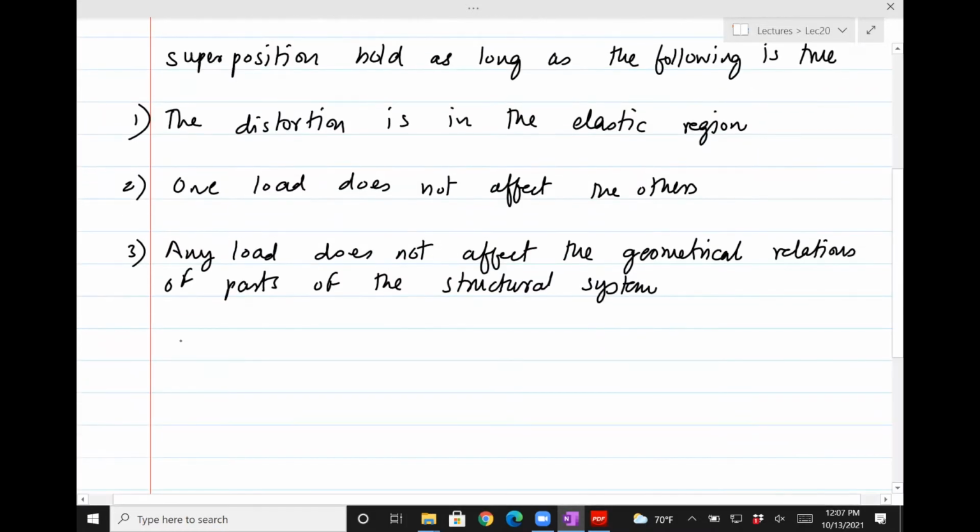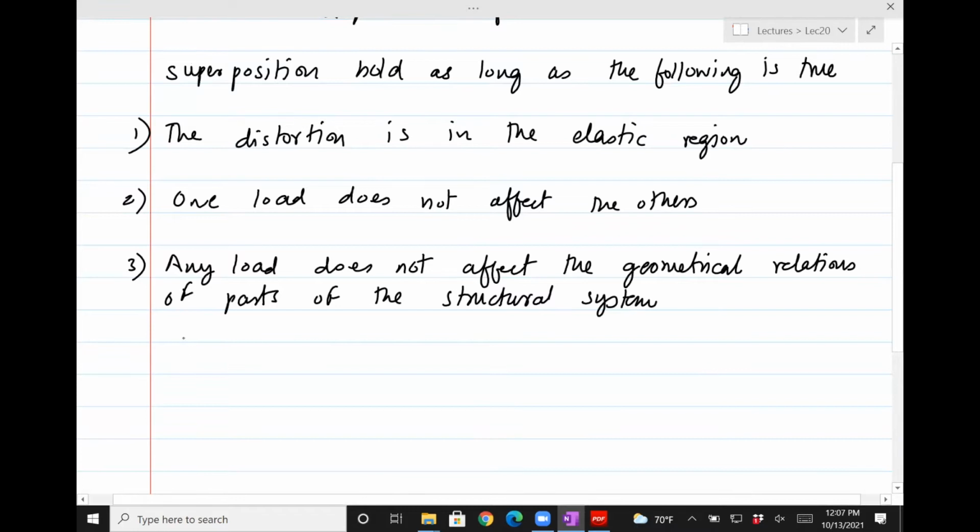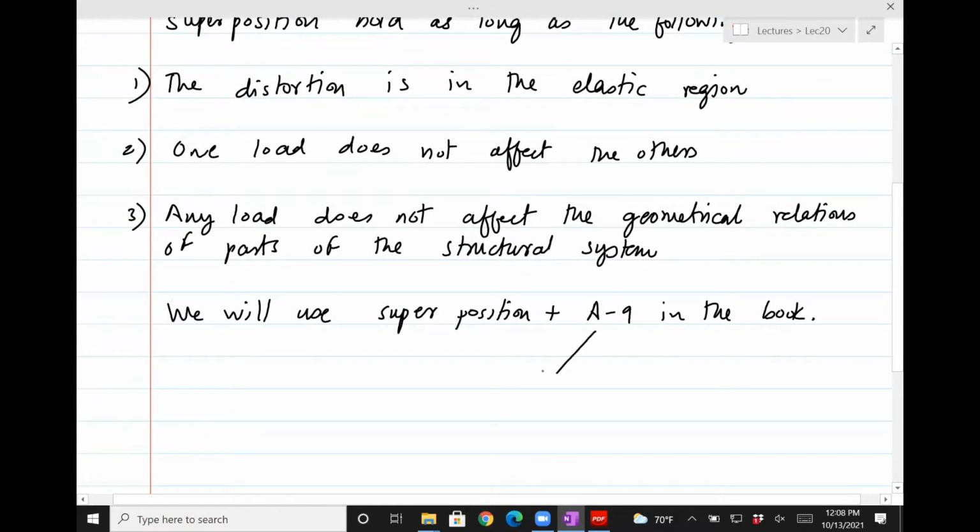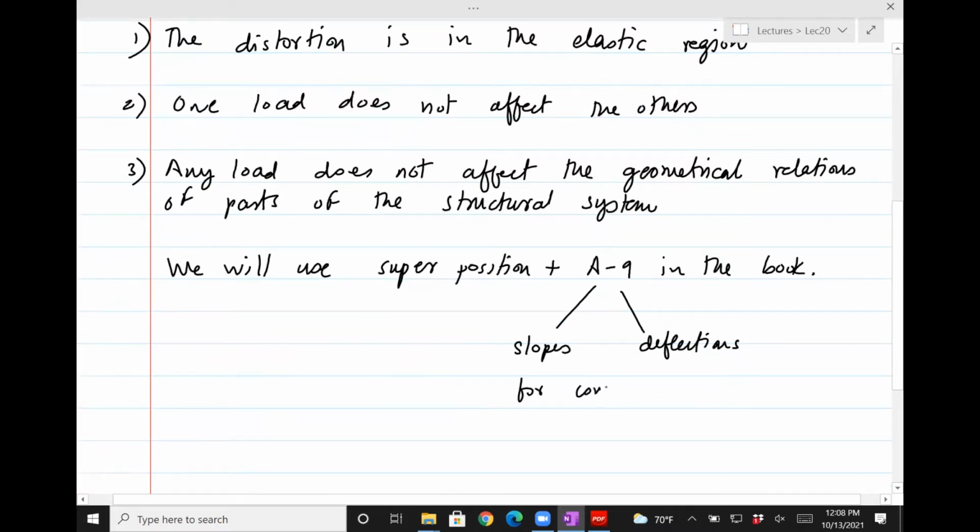So what we'll do is we could potentially derive these equations and use them, but the book has already done this for you. So we will use superposition plus A9 in the book. Okay, now what A9 does is it gives you slopes and deflections for common loading conditions and for different beams.